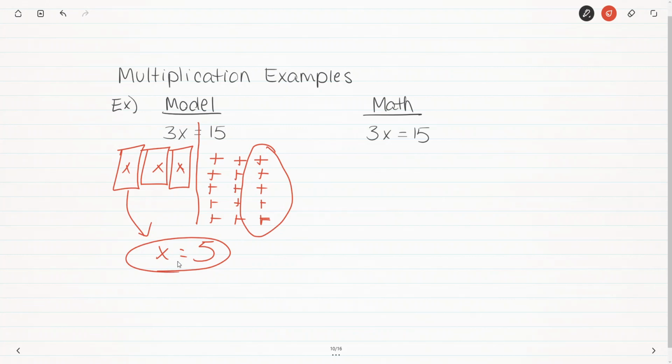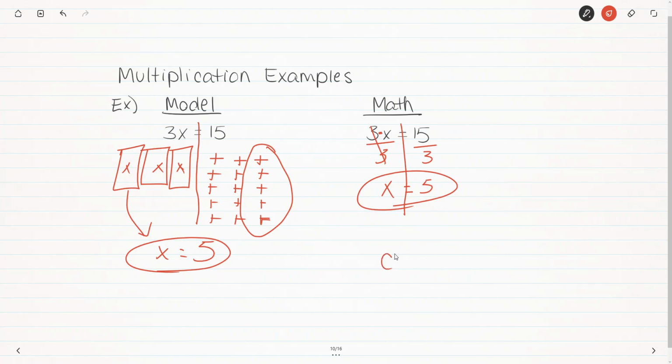Now remember how I was talking about groups? Remember when you do the inverse operation that a multiplication sign is stuck between two numbers that are smushed together? When I break something into groups, that's actually referred to as division. So I can actually divide 15 into 3 groups. Same thing as what I did here with the pieces. So I can cancel here, I'm left with x equals, and 15 divided by 3 is 5. So I get the same thing that I did whenever I was doing the modeling.